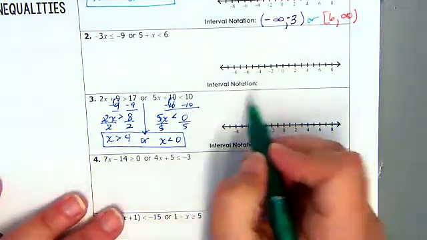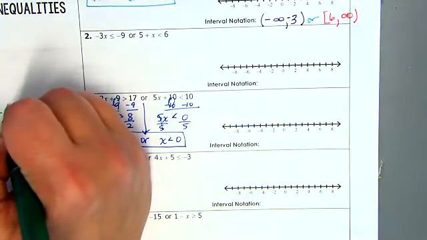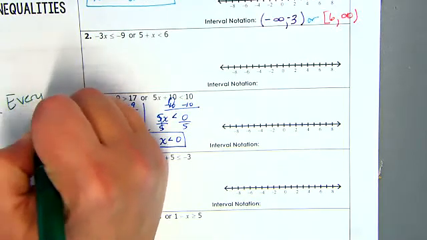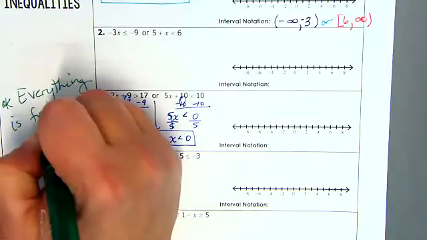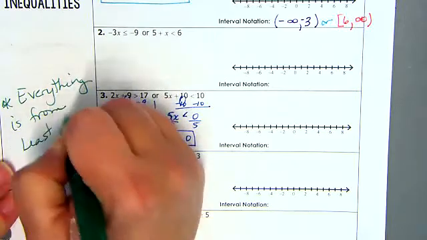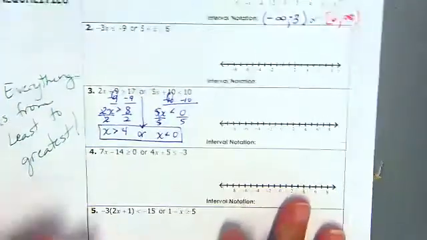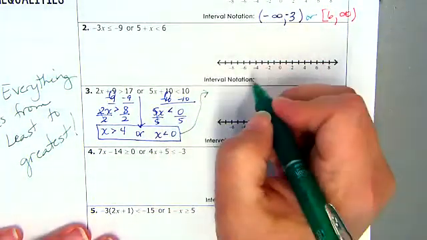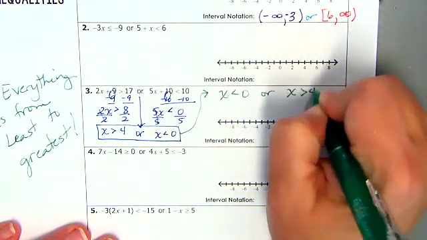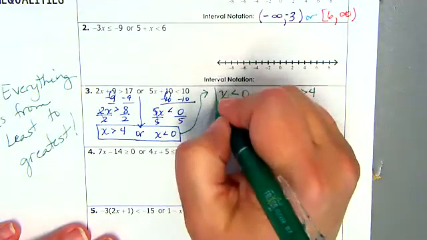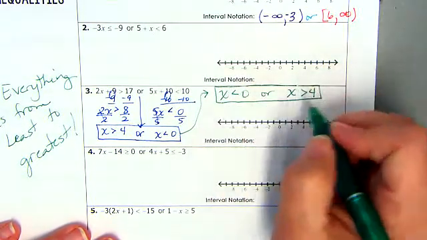Oh, when you're writing this, you want to rewrite this in order from least to greatest. Always. Okay, that means even the answers. So I'm going to rewrite this right here as x is less than 0 or x is greater than 4. It actually helps you when you come in to graph it, because then you make sure that you're graphing your information correctly.